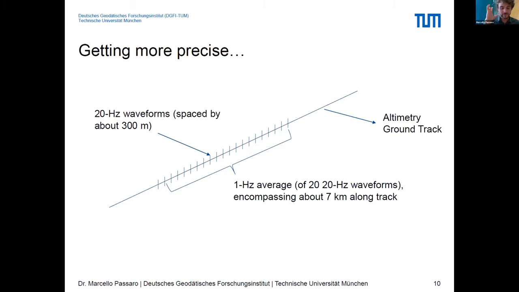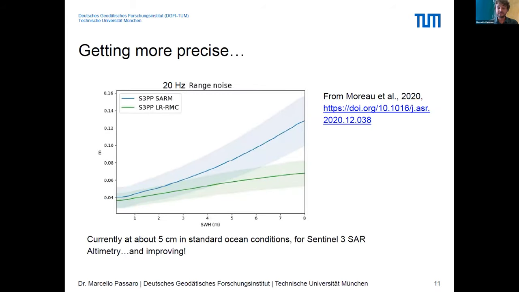So especially for the studies at the coast or at the boundaries, probably this kind of frequency would be more interesting. But of course, it's more affected by noise if you want to go at these scales. But thanks to what I've shown you and to these new technologies, we are considerably reducing the so-called 20 hertz range noise. So we are improving the precision with which we can provide sea level measurements at 20 hertz. And currently, we are at about 5 centimeters of precision in standard ocean conditions at 20 hertz. And this is improving even more.